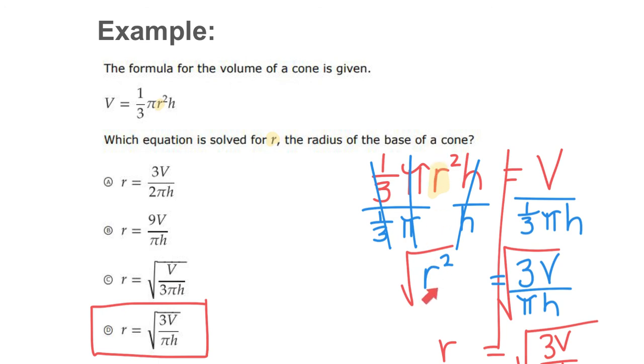So I brought my r squared down. We had to do a little bit of that flip thing because it had a fraction in it. So the 1/3, the 3 flipped to the top, the 1 stayed down. So I ended up with 3v over pi h, or 1 pi h if you left your 1 in there. And then I had to find a way to get rid of the square. So the square root cancels the square. So I did the square root of this side to get plain old r, and I did the square root of this side so it would stay balanced. None of this could be square rooted, so it just stayed as the root of 3v over pi h, which was answer choice D.